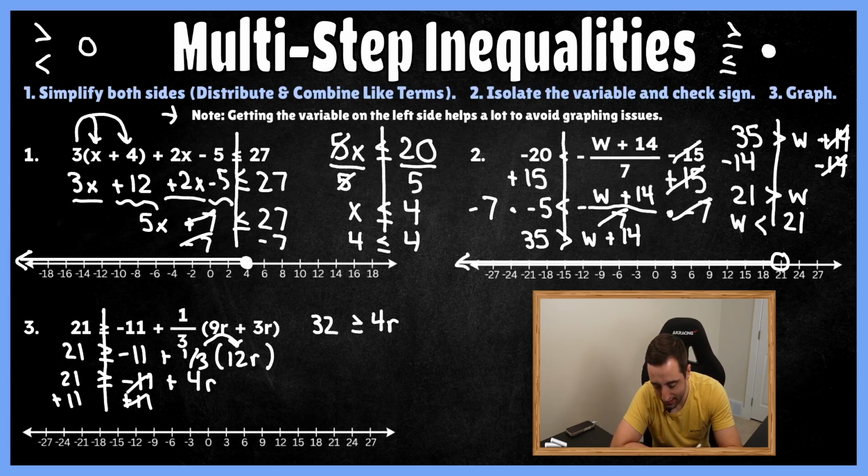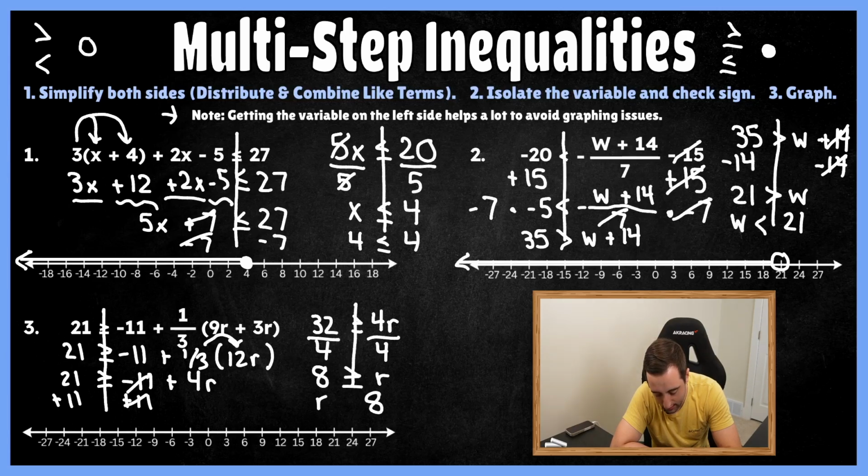And then we can isolate r by dividing both sides by 4. 32 divided by 4 is 8. Is greater than or equal to 4 divided by 4 is 1. 1 times anything, we're going to be left with just r. And then we have that scenario where we want the variable to go to the left side. So let's go ahead and do that. But remember, our inequality sign is going to flip when we do that. You can't just make that change without something else happening.